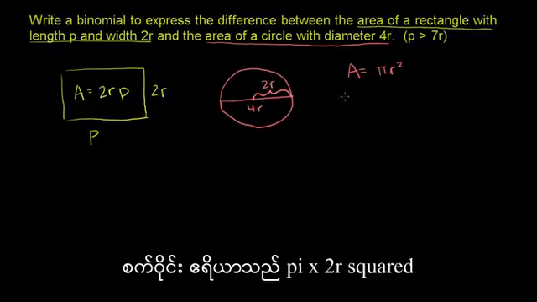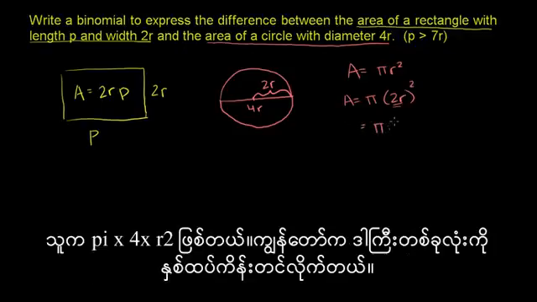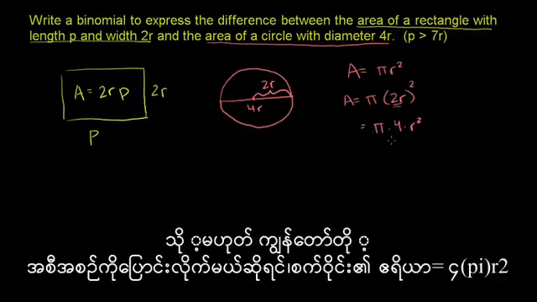So the area of our circle is going to be pi times 2r, the whole thing squared. This is the radius right there, so we're squaring the entire radius. So this is going to be equal to pi times 4 times r squared. I'm just squaring each of these terms. Or if we were to change the order, the area of the circle is equal to 4 pi r squared.